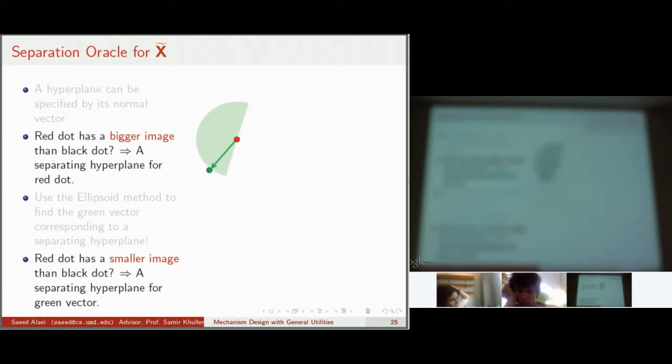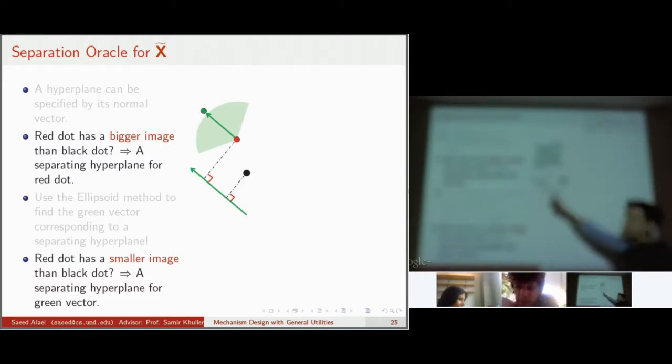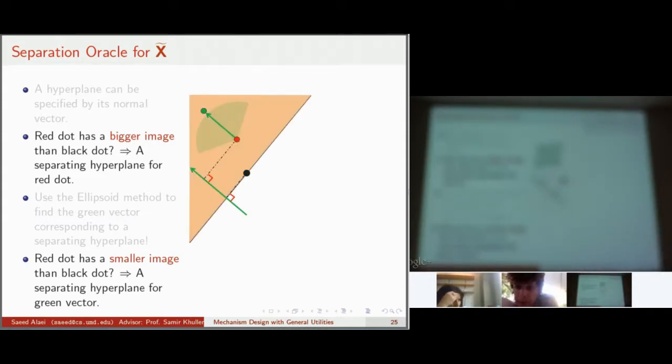Again, the ellipsoid method queries another normal vector. We find another point, and it's not a separating hyperplane for the red one. So we again cut part of that green space. And now the third time, let's say the ellipsoid method queried that green line. We optimize along that direction. We find this black dot, and now the image of the red dot is bigger than the image of the black dot, so the red dot cannot be part of our original space of interim allocation. Basically, anything on the other side, like in this orange area, cannot be inside the polytope.